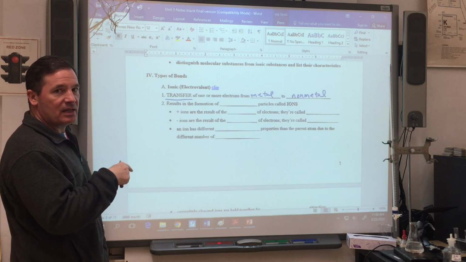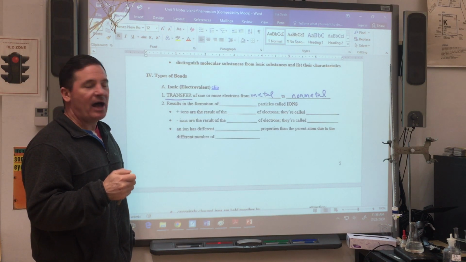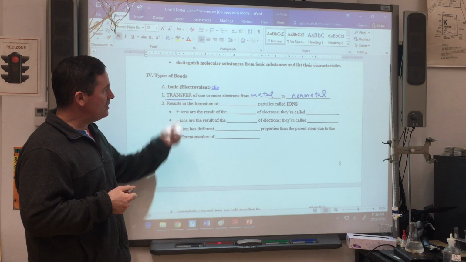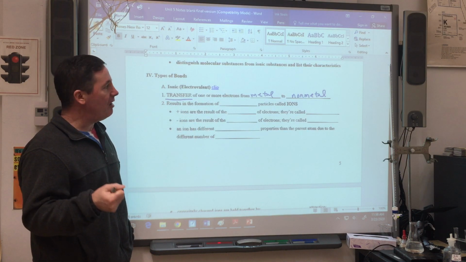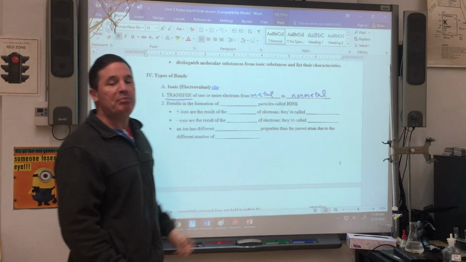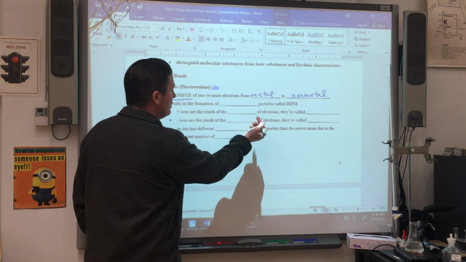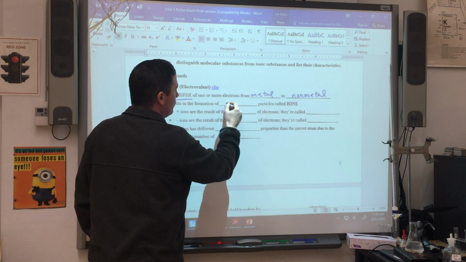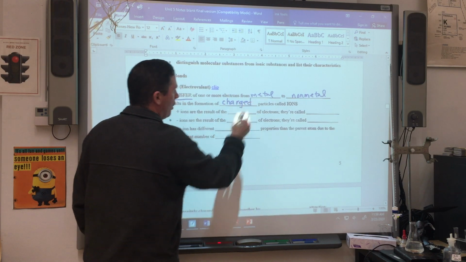Nonmetals are the opposite. Nonmetals have high electronegativity and they have high ionization energy. So in this case, the nonmetal is going to pull the electron off. It's not like this one is giving it, it's this one is pulling the electron off. So it results in the formation of particles called ions, and these ions are charged.